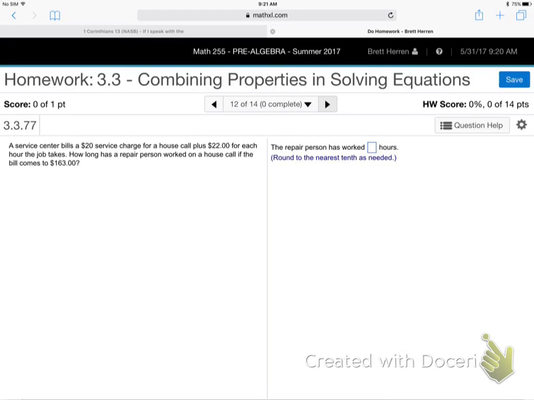Okay. A service center bills a $20 service charge for a house call plus $22 for each hour the job takes. How long has a repair person worked on a house call if the bill comes to $163? Try that one.